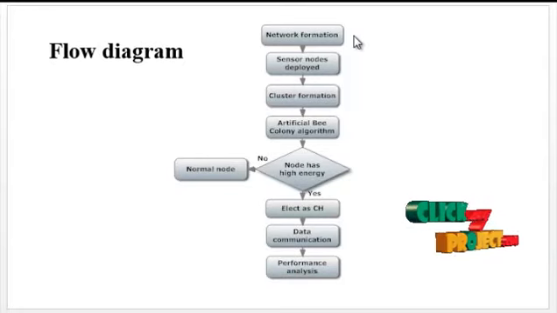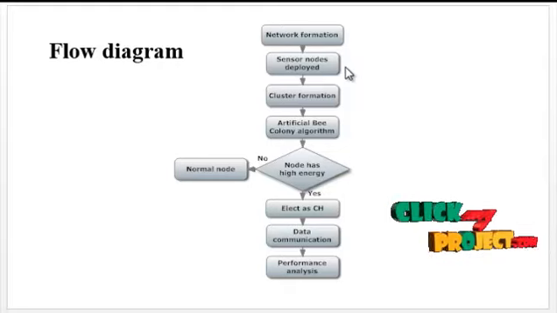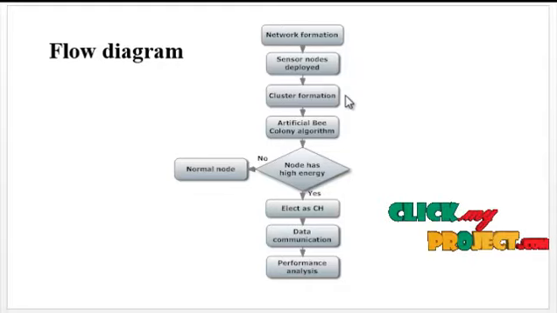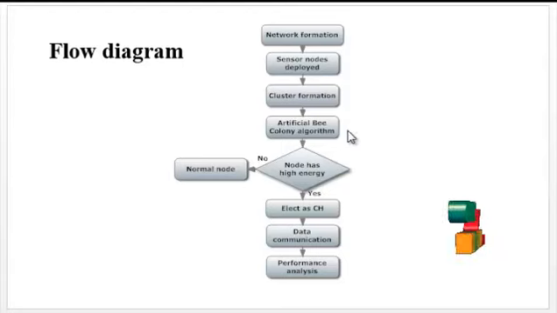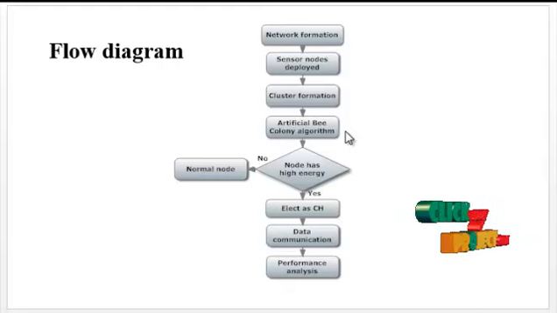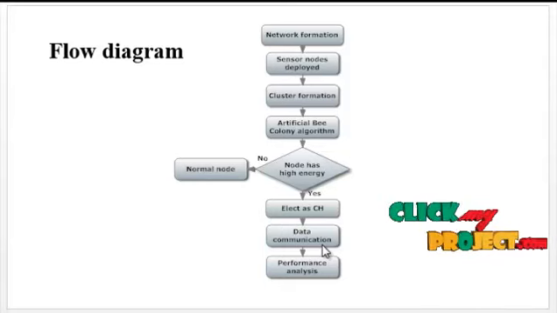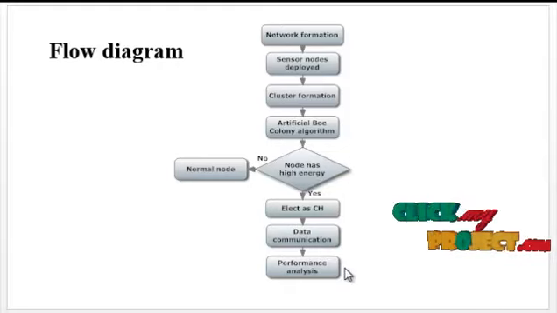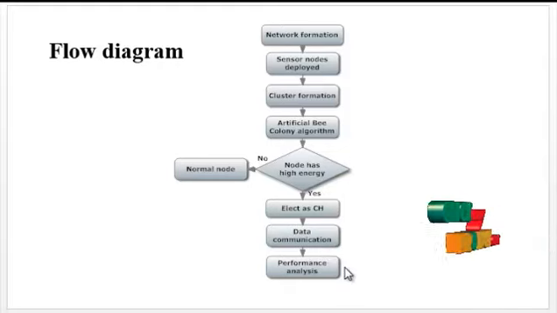Now see the flow diagram of our project. First, the network formation is done. In that, a number of sensor nodes are deployed in the transmission range. Then the cluster is formed with the number of nodes. It uses the artificial bee colony algorithm for the cluster formation and the cluster head election. If a node has high energy, it is elected as the cluster head, or else it is a normal node, that is, a cluster member. After that, it provides the data communication processes between the clusters only through the cluster head, and the performance is analyzed with the existing system.